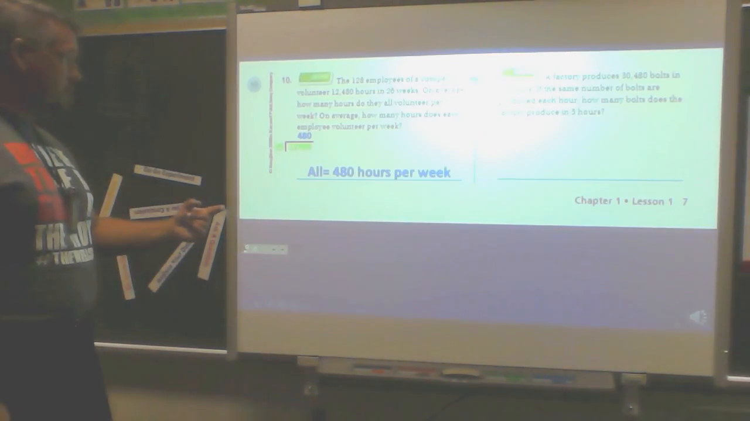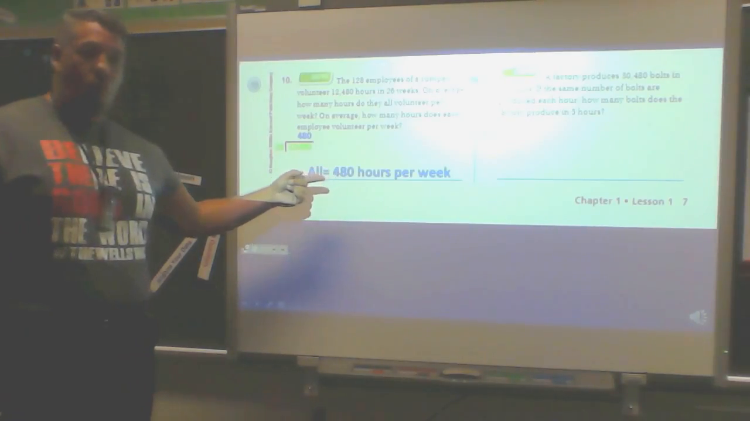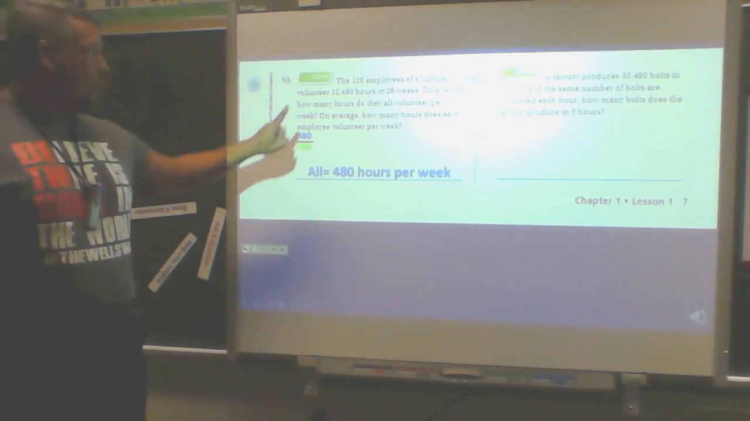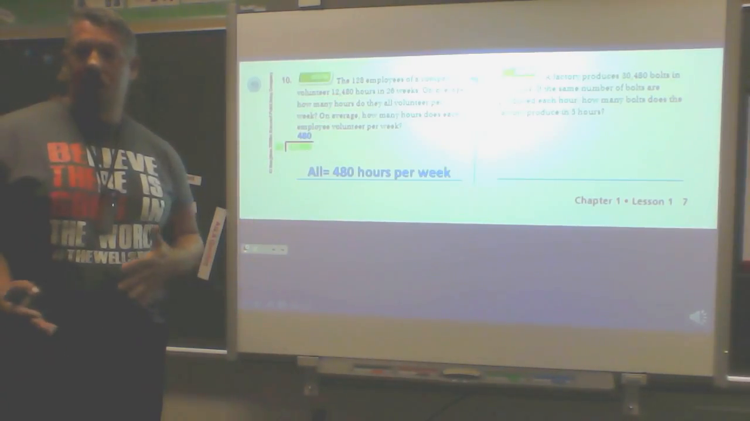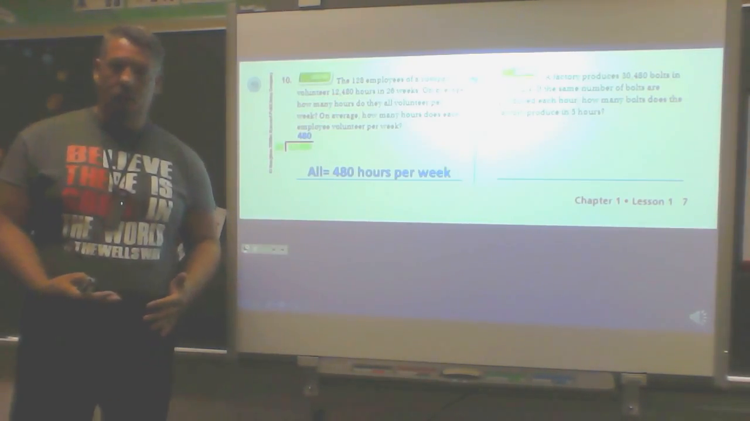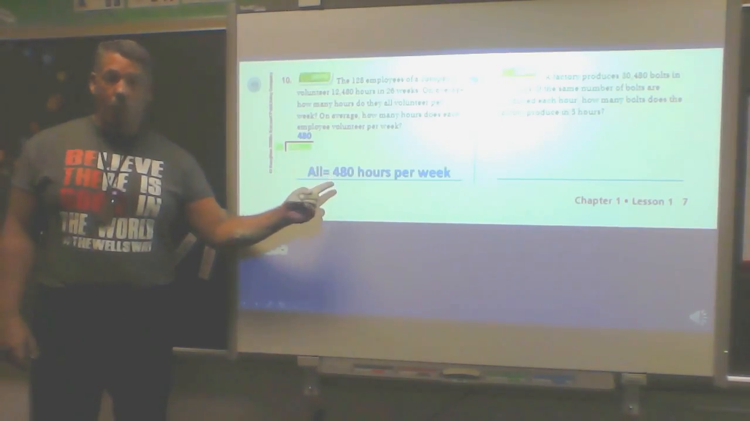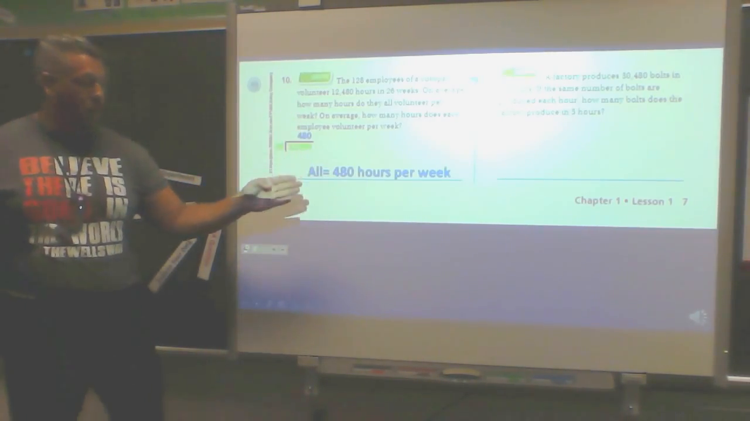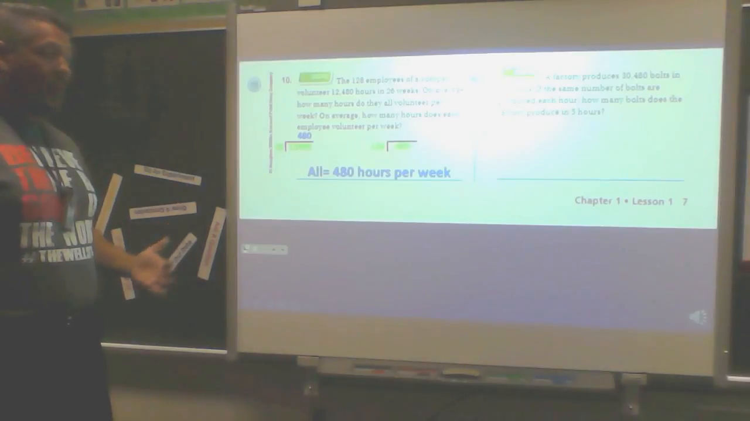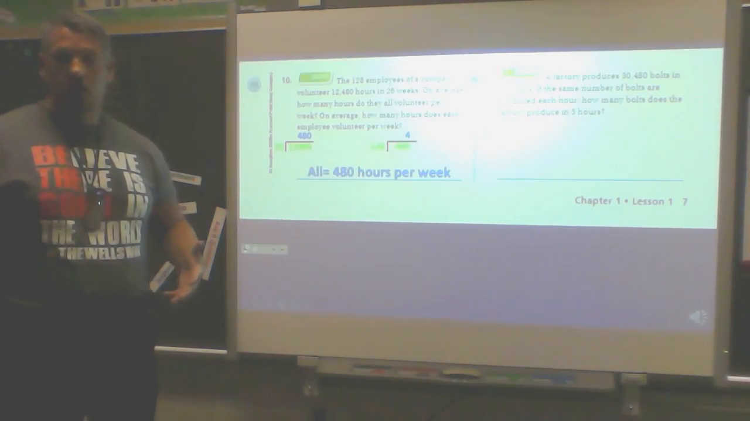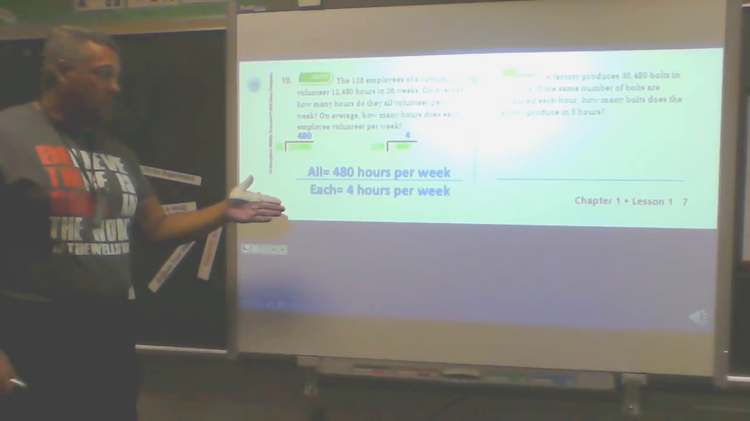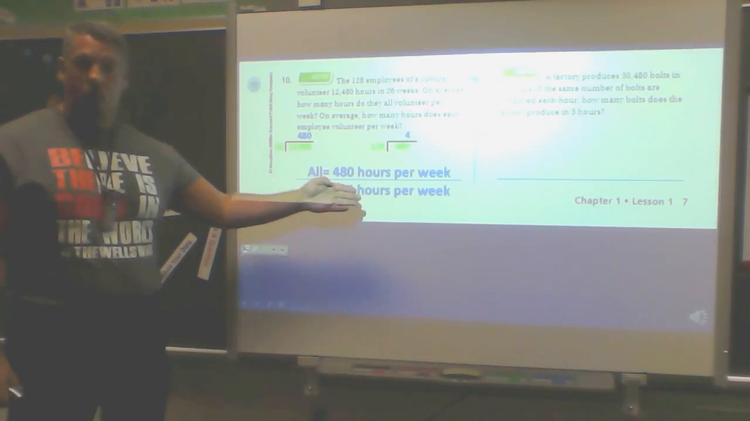The second question then says, well, if that's how many hours were worked per week and there's 128 employees, on average, how many hours did each employee work? So I have to take my hours per week divided by the number of employees. So 480 divided by 128 is going to give me a total of 4. 4 what? Well, my second answer for each is going to be 4 hours per week.